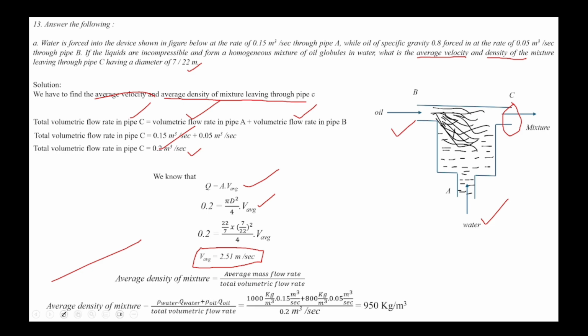Putting all the values: the mass flow rate is the density times the volumetric flow rate. So the density of water is 1000 kg per meter cube into 0.15 meter cube per second, which is the volumetric flow rate through pipe A, that is, the water flowing through pipe A. Similarly, 800 kg per meter cube into 0.05 meter cube per second. So second will cancel out, and it will give 950 kg per meter cube.